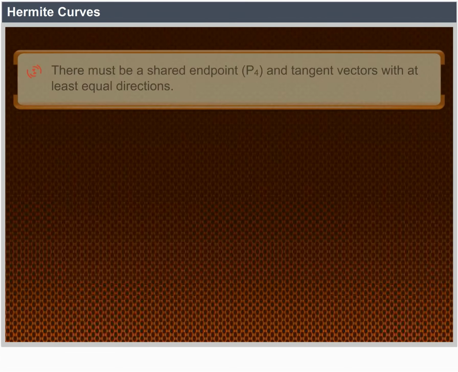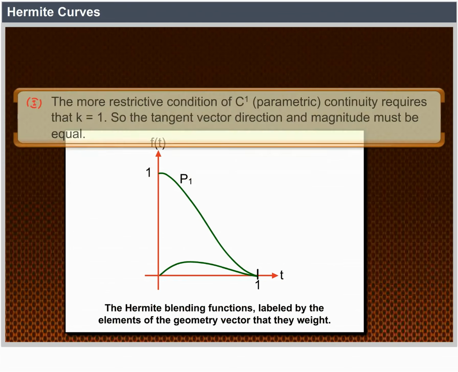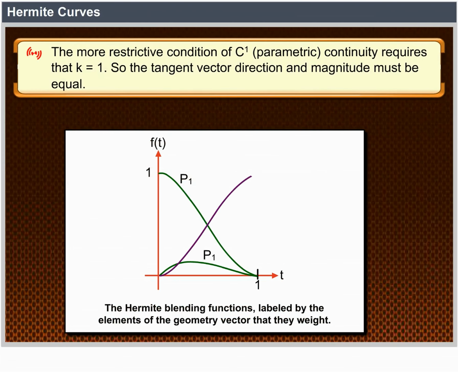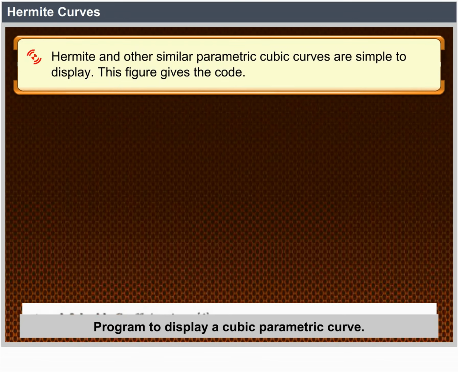There must be a shared endpoint P4 and the tangent vectors with at least equal directions. The more restrictive condition of C1 parametric continuity requires that k equals 1, so the tangent vector direction and magnitude must be equal. Hermite and other similar parametric cubic curves are simple to display. This figure gives the code.